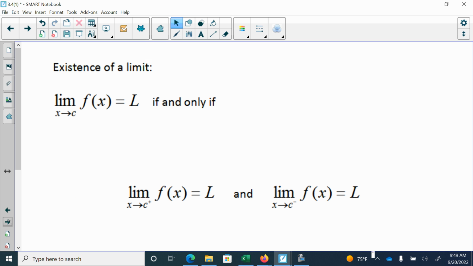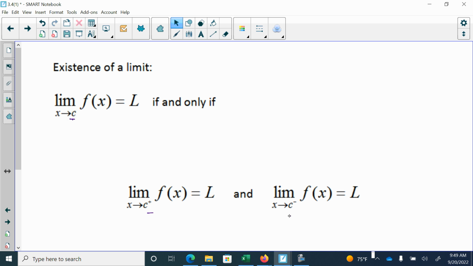Okay, the next one. The limit of f of x as x approaches c. Notice there's no plus or minus on that c. The limit of f of x as x approaches c exists if and only if the limit from the right and the limit from the left are equal to the same number. If they are not equal to the same number, then the limit does not exist.